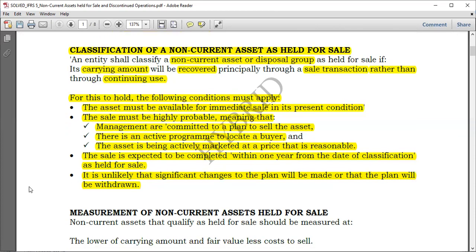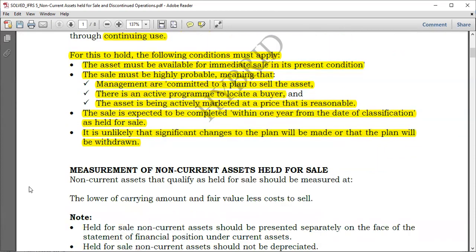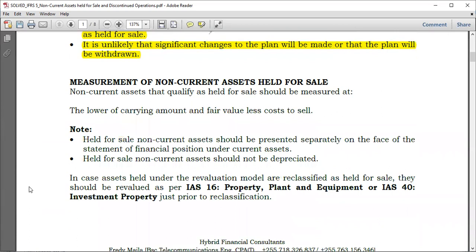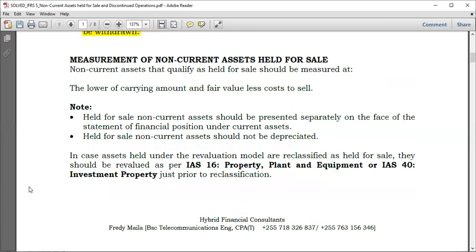Then after this, let's go and see how to measure these non-current assets held for sale. Now, for example, here we say measurement. We have said that to recognize non-current assets as held for sale, we have seen the conditions above. Now, in order to recognize something, you need to know how to measure it. You need to know at what amount to record it in the books, right? It's just normal if you have studied impairment.